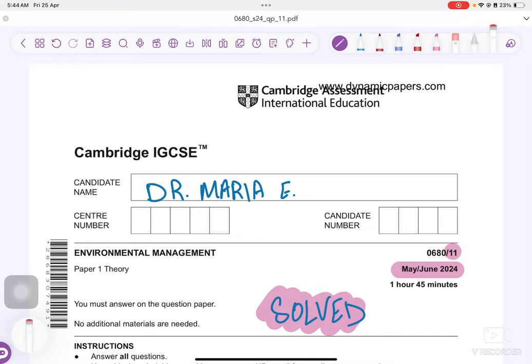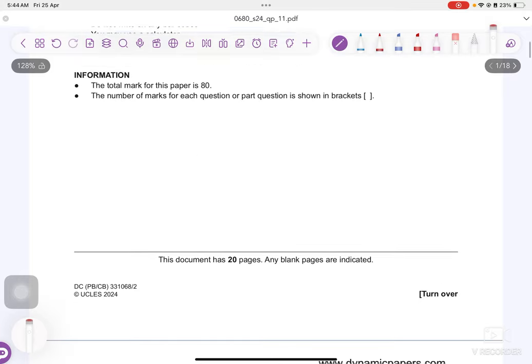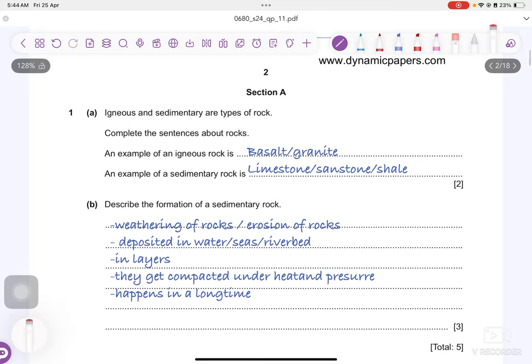Today we're gonna solve May June 24, paper 1, variant 1. First question is talking about igneous and sedimentary rocks, and they're asking us some examples of them. Examples of igneous rocks are basalt and granite, and sedimentary rocks are limestone, sandstone, and shale.